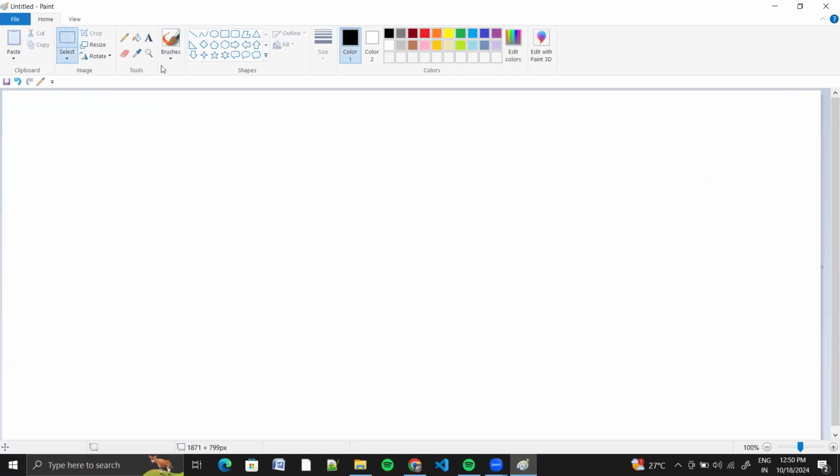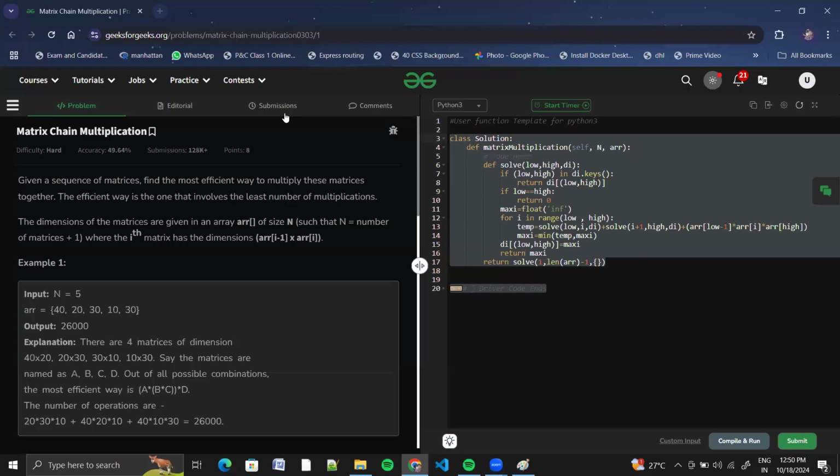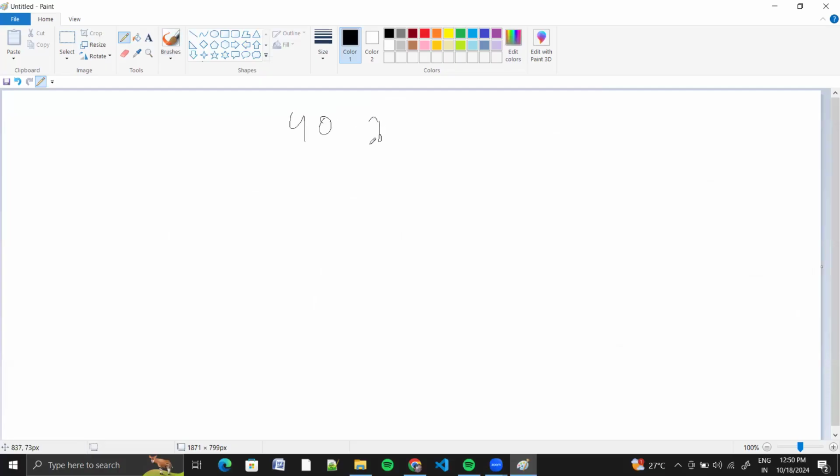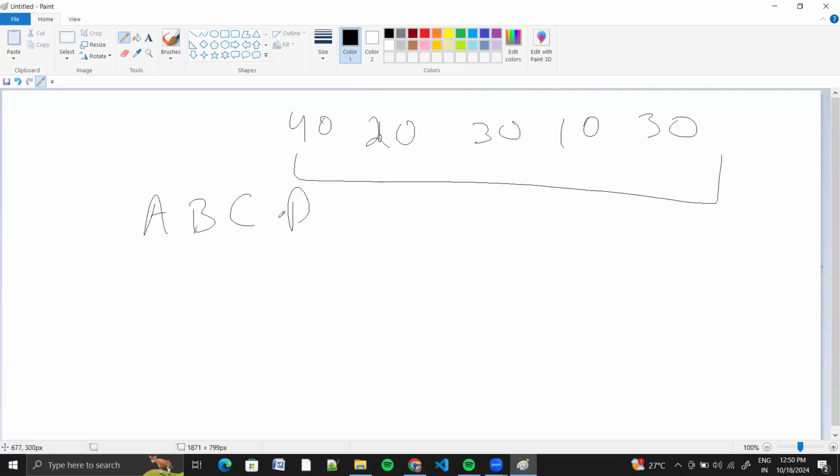So now I will quickly write out the question again: 40, 20, 30, 10, and 30. So now we have 4 matrices, and the size of this array is 5. So what we'll be doing is, you have to understand the concept, and then the code is simple. But you have to make sure that the indexing is correct.